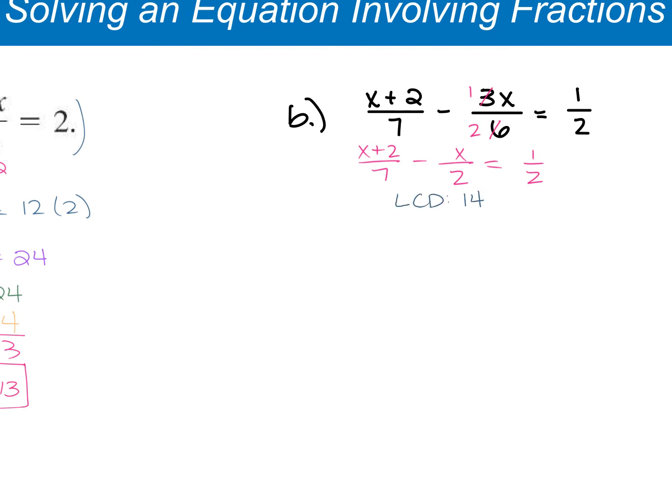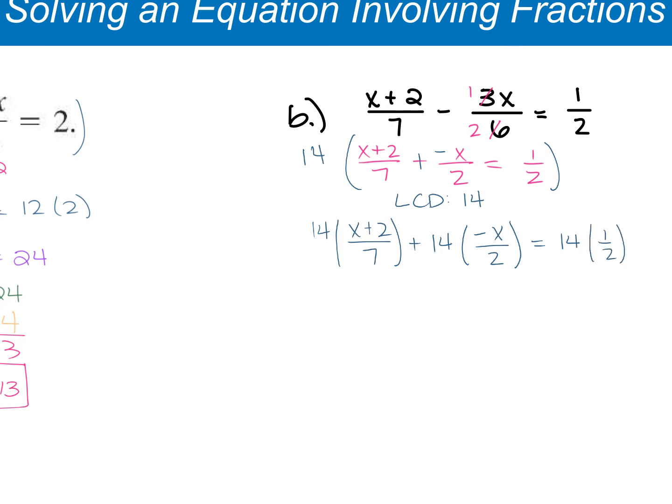So we're going to multiply everything by the 14. So every fraction or every part gets multiplied by 14. So we're going to have 14 times x plus 2 over 7. The negative that's in front of the x over 2, I'm going to put up with the x and turn it into a plus sign. So that's going to give me a positive 14 times negative x over 2. And then that's equal to 14 times 1/2.